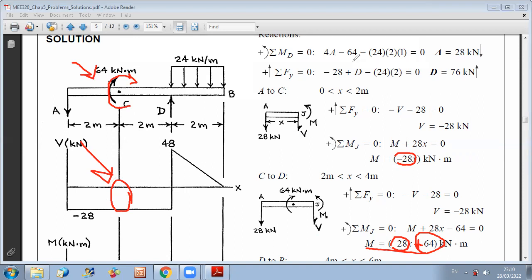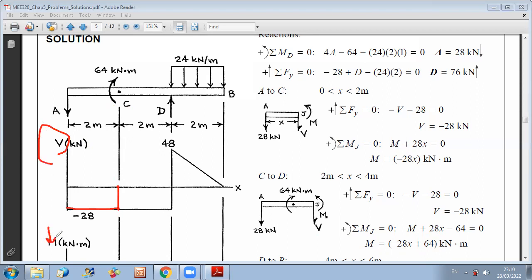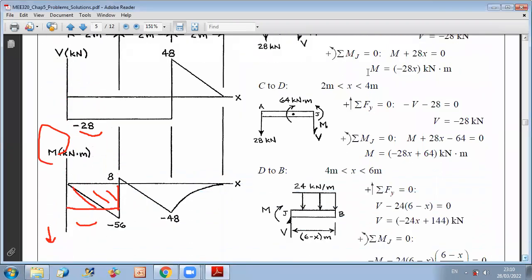So first, let us start between A and C. Between A and C, from the shear diagram, V is a negative constant. So because V represents the slope of M, then M will be decreasing in a linear way, and this decrease is equal to this area. This area is 28 times 2. So you have that the bending moment at point C is minus 56. And you can just go in a linear way from 0.